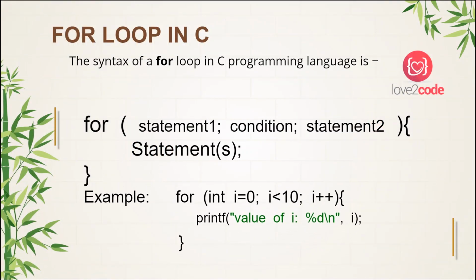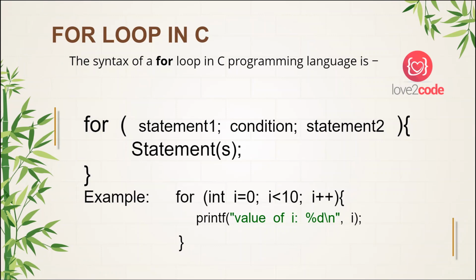So here you can see the syntax. We have to write for, open a bracket, and there is a statement 1 followed by a semicolon, and there is a condition followed by a semicolon, and then there is a statement 2. After closing this bracket, we have to open a curly bracket, and inside this we are going to write a set of instructions. For example, I have shown here: for int i = 0; i < 10; i++, and inside this for loop block we are trying to print the value of i from 0 to 9.